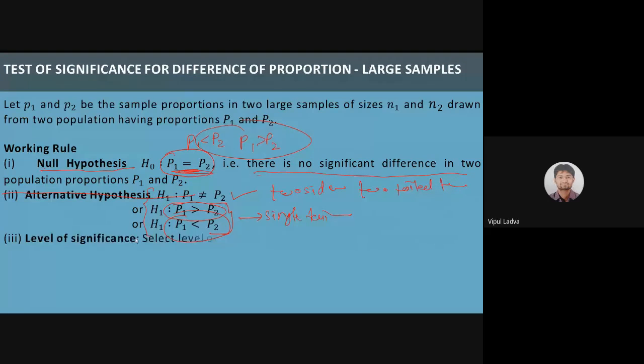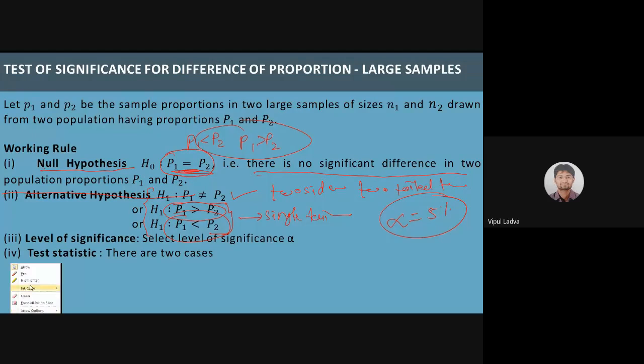Let me move ahead. Level of significance will be provided in the question. If it is not provided, then we will set our level of significance alpha as 5% by default. Okay. Test statistic. Now, this is important. This is what you are supposed to remember for your examination. What will be the formula for the test statistic over here? The formula for the test statistic, I'm going to give in two different ways, in two different cases. कैसे? There are two different cases.